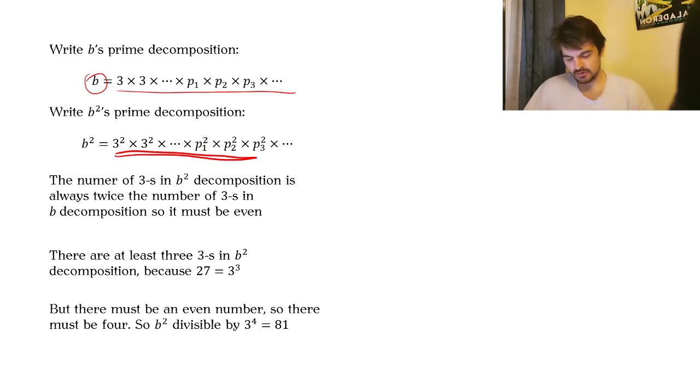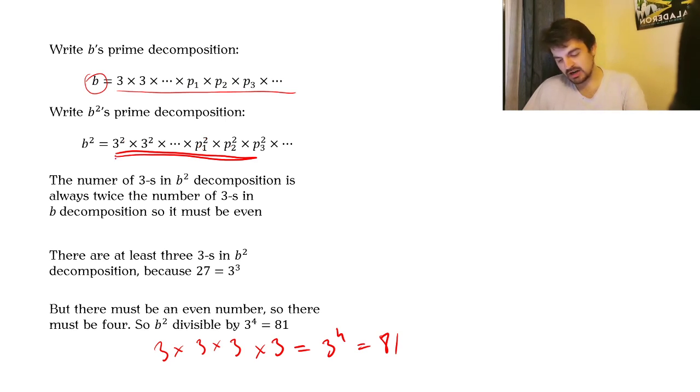And if there is a 4th 3, that means that b squared is divisible by 3 to the 4th, right? So if there are 3 3s, then we need to have an additional 3, and that is just equal to 3 to the 4th, 81. So that means that there are at least 4 3s in this decomposition, right? So that has to be equal to 81 times something, because 81 is 3 to the 4th. And this is basically this entire problem.